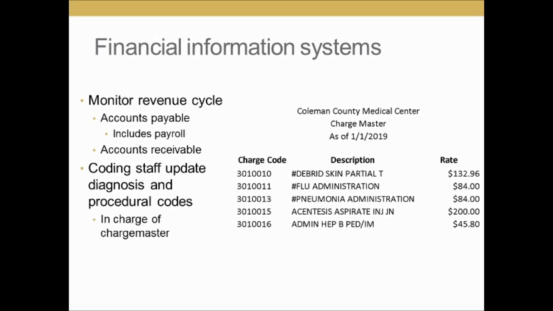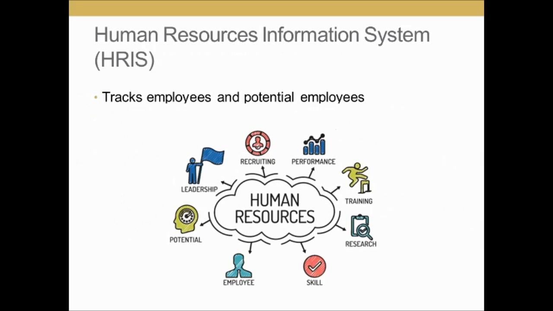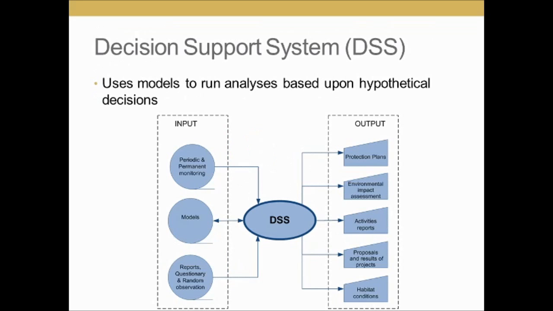The Human Resources Information System is going to track any employees and potential employees, and by potential employees I mean their applications, any information that they've submitted for hiring. It will also include any trainings that have happened to keep track of employees who have undergone trainings and who still need to undergo trainings.